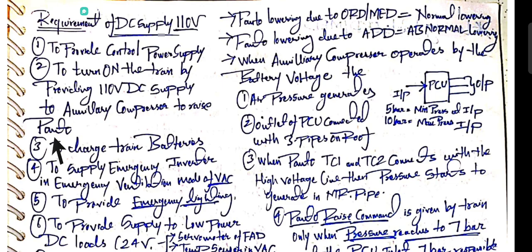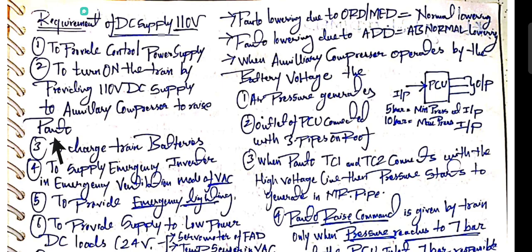Auxiliary compressor will only operate if there is availability of 110 volt DC supply, because it is a DC compressor which requires DC power for its operation, which will generate auxiliary air, and that auxiliary air will get accumulated in the auxiliary reservoir, which is also known as the baby reservoir, right? And this auxiliary compressor is sometimes also known as the baby compressor. Okay, so to turn on the train, we need 110 volt DC supply.